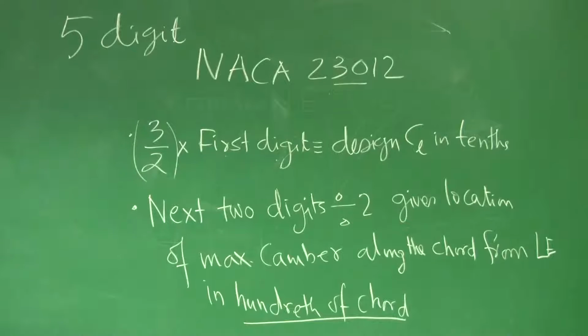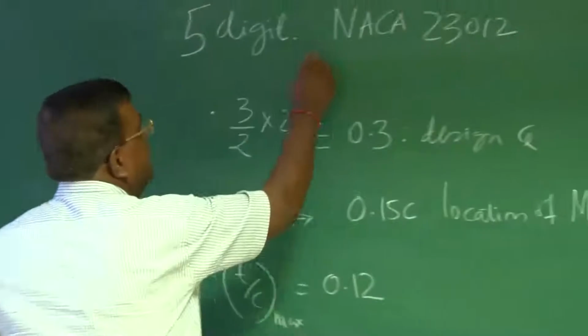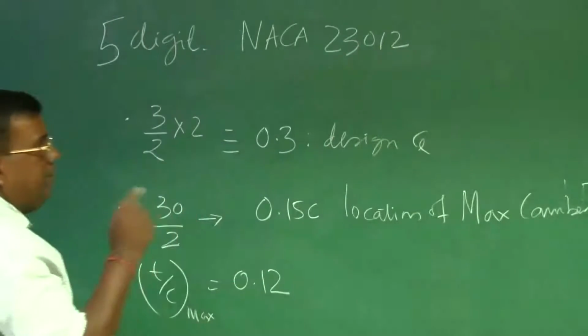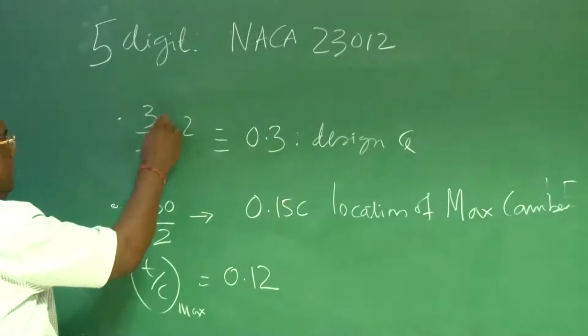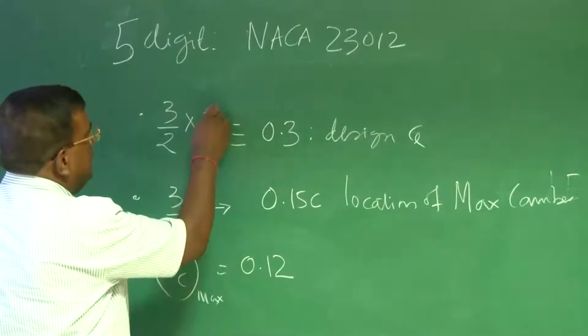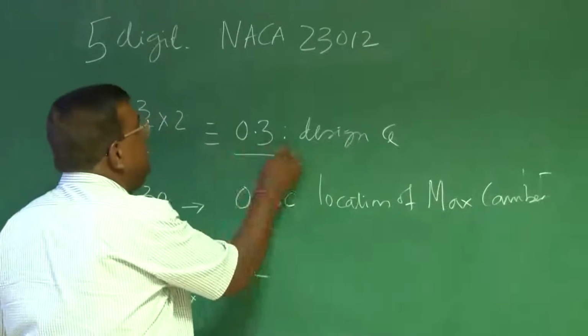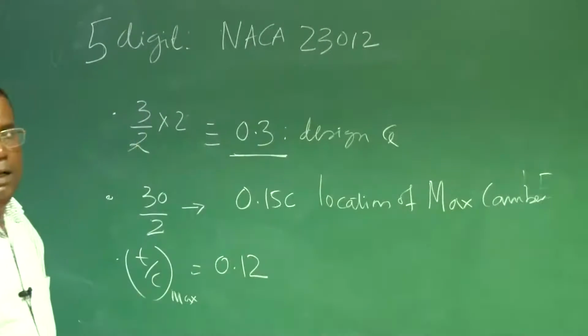Let us try to understand this NACA 23012, what other information we get. Let's say the 5-digit is NACA 23012. As for the first statement, 3 by 2 into 2, because 2 is the first digit, this gives me 3, but in 10ths it is telling, so 0.3 is the design CL.